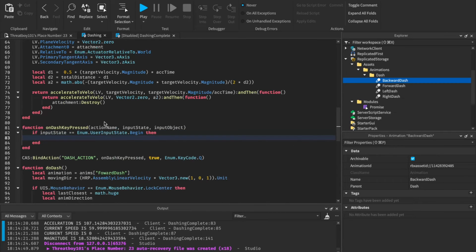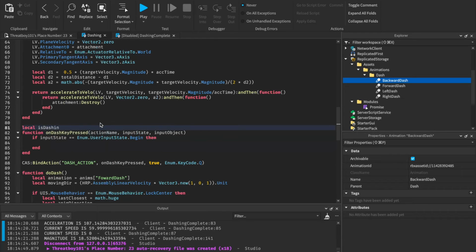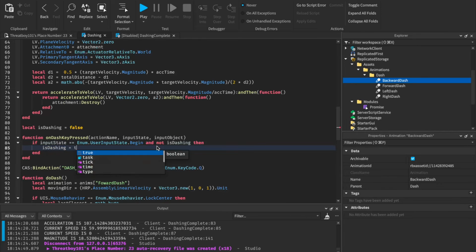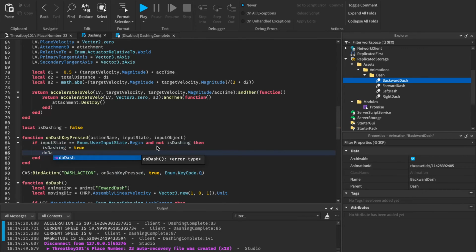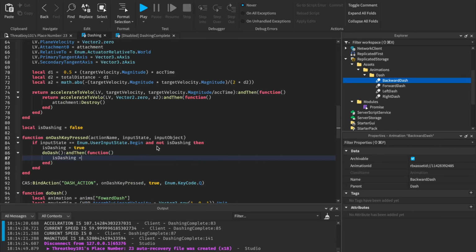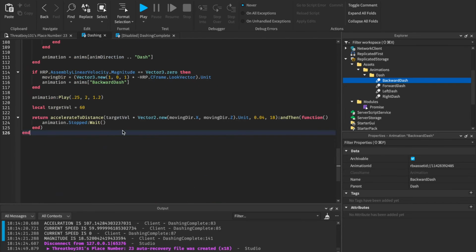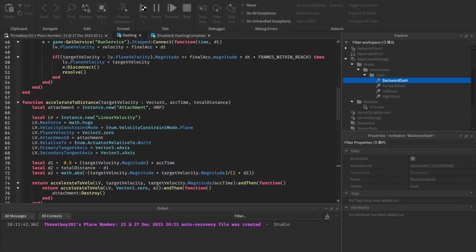When we press the Q key, I'm going to create an is-dashing variable for debouncing, and we are not dashing. Then we're going to say we are dashing. We're going to do the dash, and then once we're done dashing, I'm going to set is-dashing to false, and that should do it. So let's go ahead and test this.